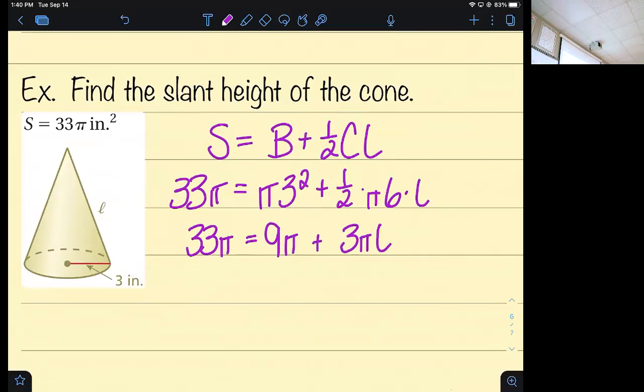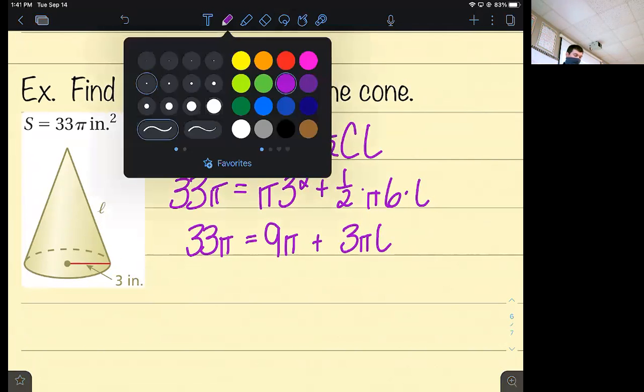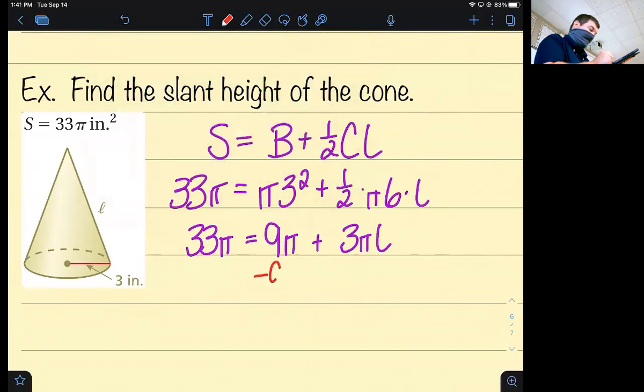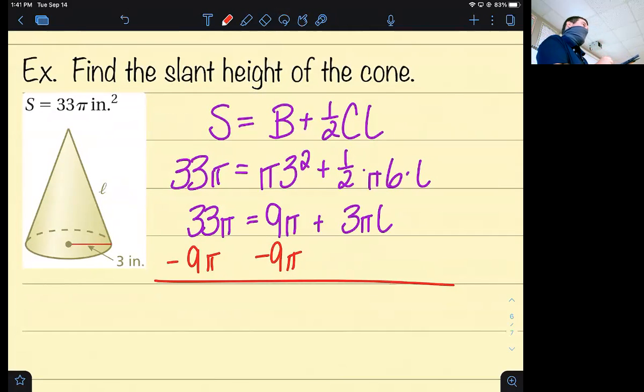Now, I cannot combine these because this one doesn't have an L. But what I can do, like I do for any two-step equation, is subtract 9 pi away from both sides to get, what is that, 34, 20, 23, 24. I can't even do math right now. Why am I even teaching?